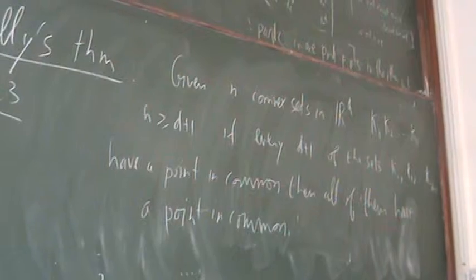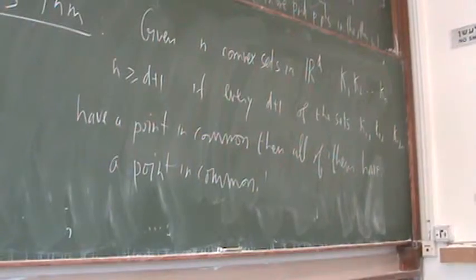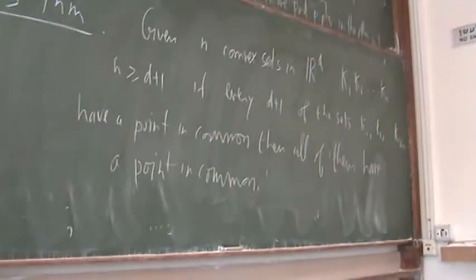So Helly's theorem says that given n convex sets in R^d, K1 to Kn, if n is greater or equal to d plus 1, and if every d plus 1 of the sets has a point in common, then all of them have a point in common. So here is the proof.